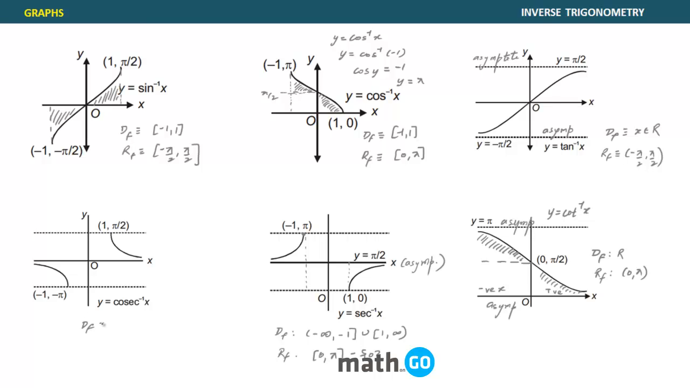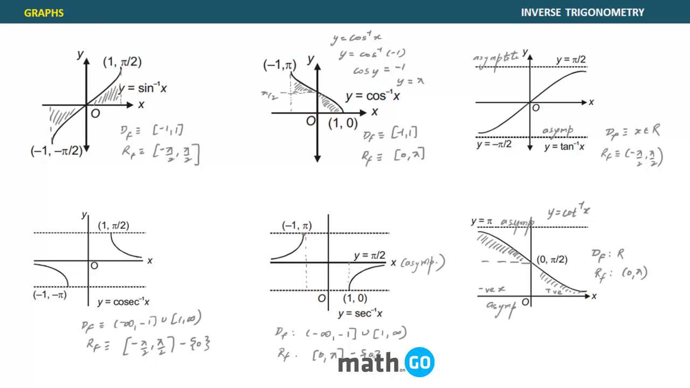The domain of cosecant inverse is nothing but the range of cosec x, which is minus infinity to minus 1 union 1 to infinity, and the range belongs to the sine family. Sine family range was minus pi by 2 to pi by 2. Repeat the same but subtract the average.